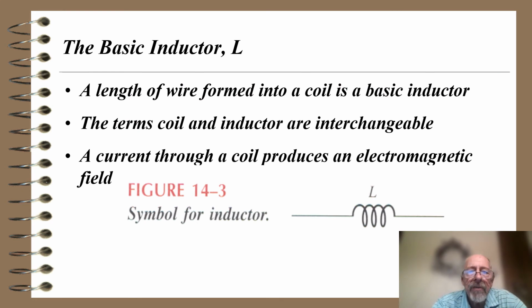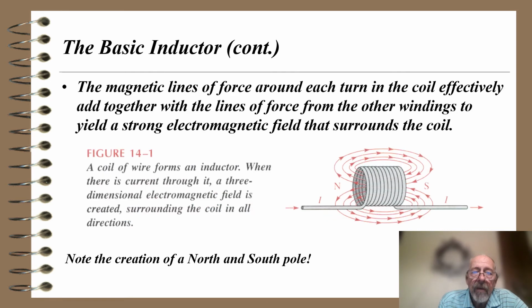Now we're going to switch gears and talk about inductors. The basic inductor has the symbol L. A length of wire formed into a coil is a basic inductor. The terms coil and inductor are interchangeable in electronics. A current through a coil produces an electromagnetic field, and the symbol for the inductor is basically a coil of wire. So what happens when a current flows through a coil of wire? Well, magnetic lines of force around each turn in the coil effectively add together with the lines of force from the other windings to yield a strong electromagnetic field that surrounds the coil.